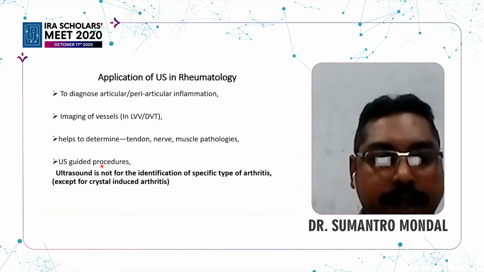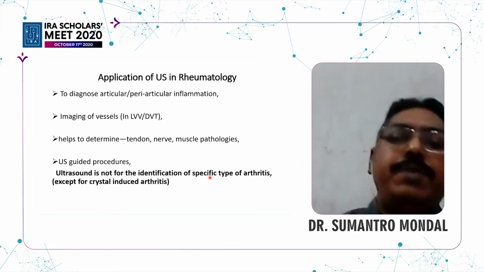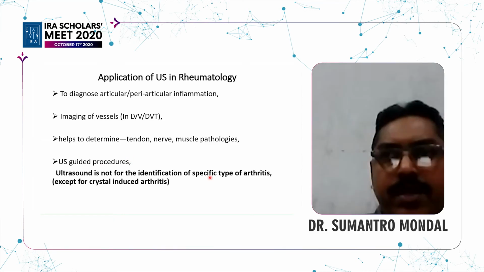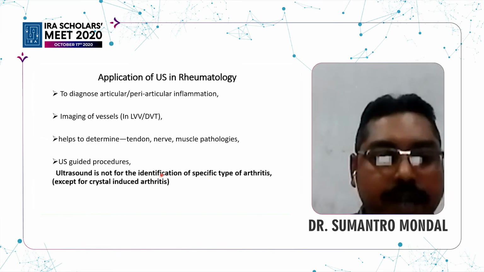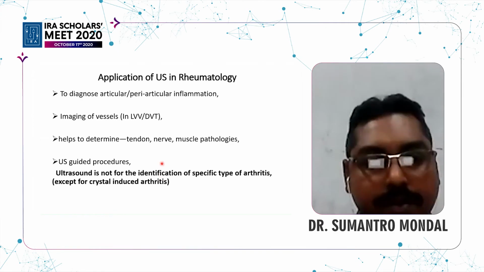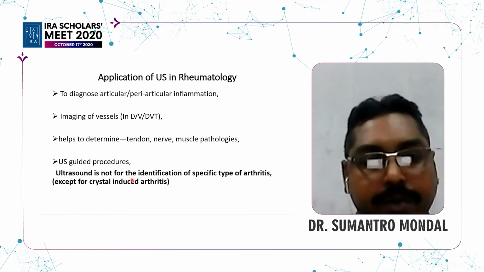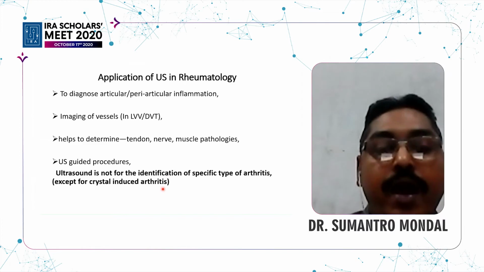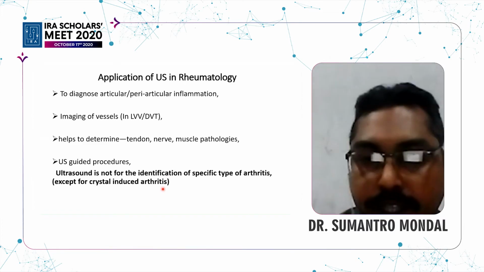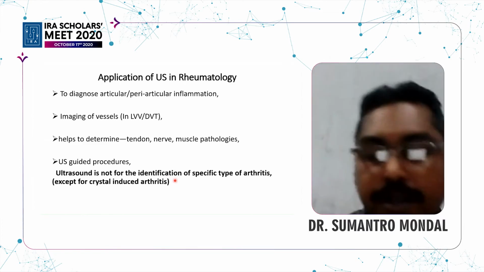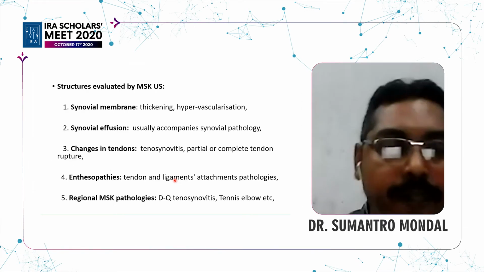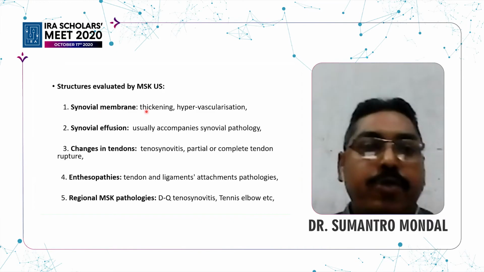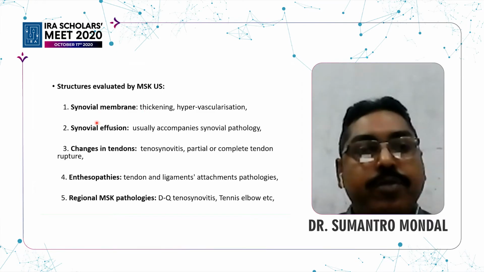It is not for the identification of a specific type of arthritis, that by ultrasound I am saying this is rheumatoid arthritis, this is psoriatic arthritis. It is not like that, but it can say what the type of pathology is, except for crystal-induced arthritis, where some specific features are present by which you can say, yes, it may be a crystal-induced arthritis.